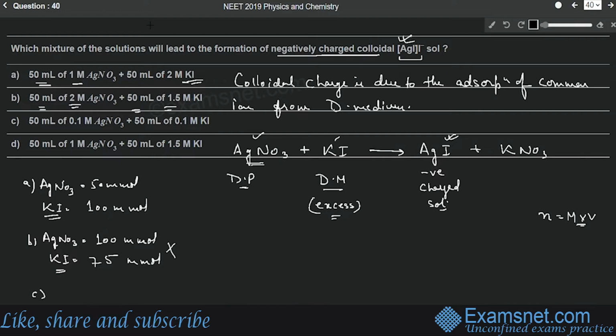Now the third one is 50 ml of 0.1. So here both are 0.1, right? Volume is same, 50 ml, 50 ml. This is 0.1, this is 0.1. So this is same. The number of millimoles will be same. So this will also not be the correct answer.